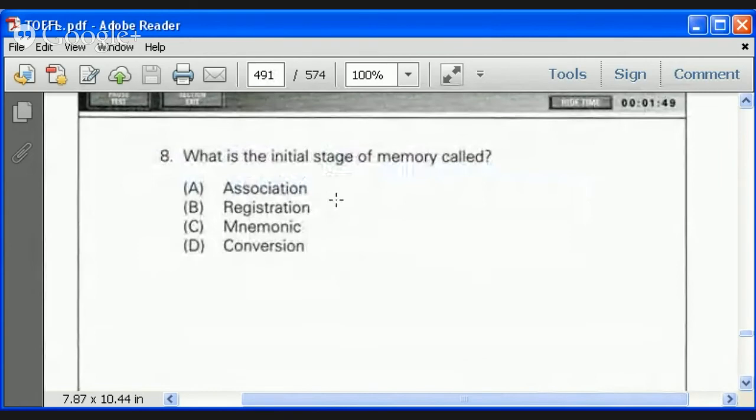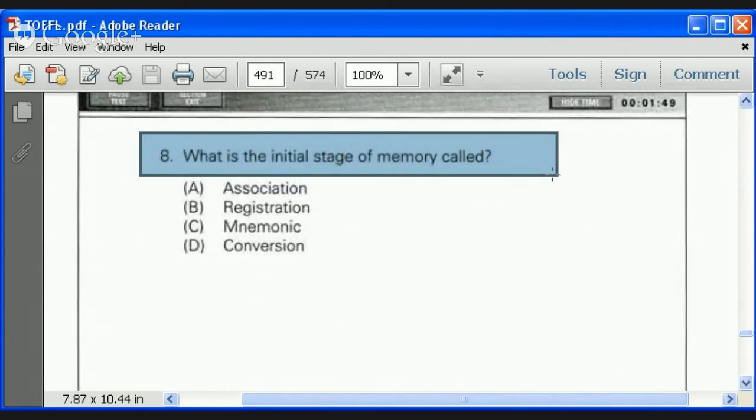Okay, what is the initial stage of memory called? If you recall, the professor did a little transition. Okay, now I'm going to talk about what I'm really here to talk about, something of that nature, and he listed them very quickly.